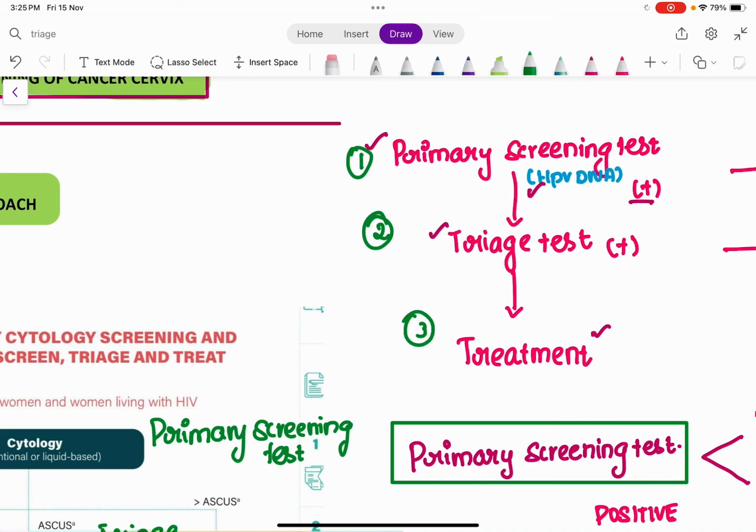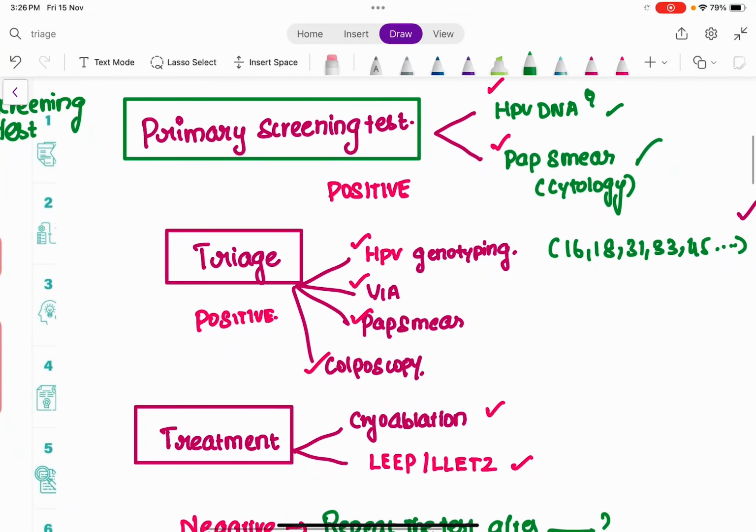Right? So here we have three steps: the primary screening test, followed by a triage test, and based on the report of the primary screening test and triage test, the treatment is decided. Is that clear? Okay. So in the see, triage and treat approach, the primary screening test can be either the HPV DNA, which is the most commonly preferred primary screening test, or the pap smear, which is the cytological study. So the most preferred is HPV DNA, followed by pap smear.